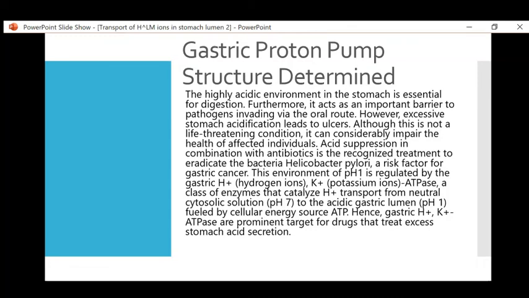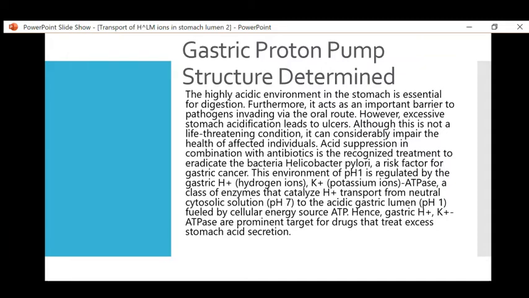Gastric proton pump structure determined. The highly acidic environment in the stomach is essential for digestion. It acts as an important barrier to pathogens invading via the oral route. However, excessive stomach acidification leads to ulcers. Although this is not a life-threatening condition, it can considerably impair the health of affected individuals. Acid suppression in combination with antibiotics is the recognized treatment to eradicate the bacteria Helicobacter pylori, a risk factor for gastric cancer.